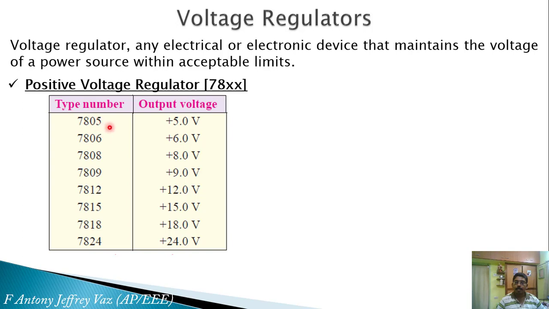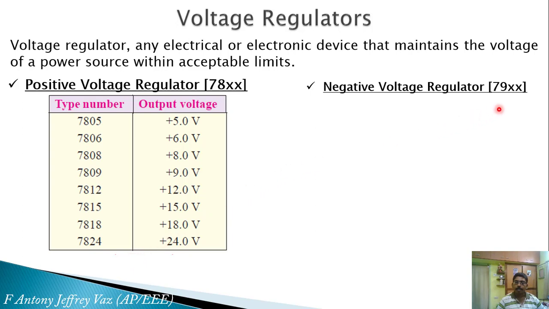There are several types. We have 7805 for 5 volt regulation and 7806 for 6 volt regulation. You can see these are all the positive voltage regulators. Next, we are moving to negative voltage regulators.